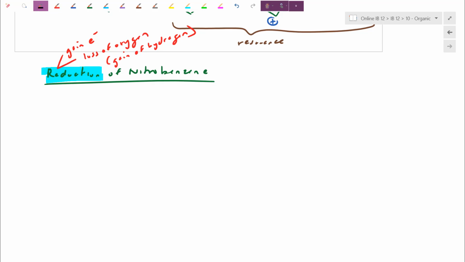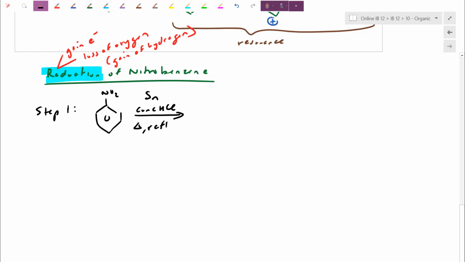So, reduction of nitrobenzene. I've created this one here. Step 1 takes our nitrobenzene. I had done this sort of hard process, I substituted the NO2 group on this molecule. This one also has some fancy reacting conditions. We're going to have to use tin as a catalyst, we're going to use concentrated hydrochloric acid, and we're going to need a little bit of heat. I'm going to run it using reflux to get the reaction to go completely.